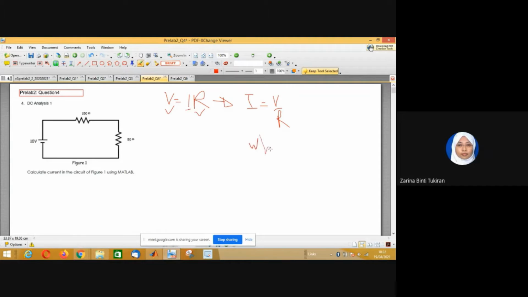V is 10 volt. Sorry for my bad writing here. Let's say R1 is here, R2 is here. R1 is 150, R2 is 50. So this is the requirement specification where you need to find I. You have this information.